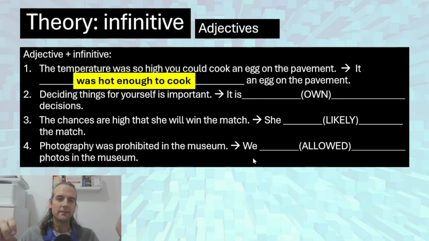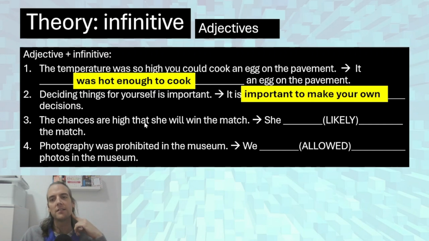Number 2, it is important, adjective, to, and now something about deciding things with decisions. Well, what's the verb with decisions? Make your own decisions. I guess you can also say take your own decisions, can't you? To take your own decisions. That's okay. Make just sounds a bit better because we're saying in general about making decisions in life. Rather than take decisions, it's more like it's a 50-50, you have to take a decision.